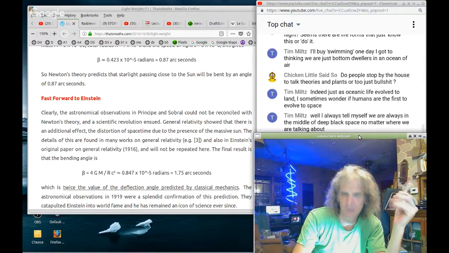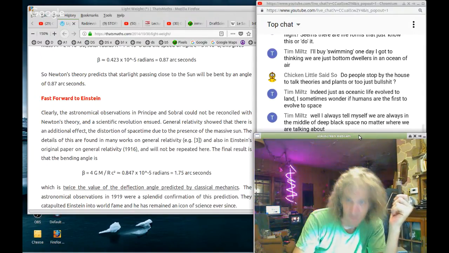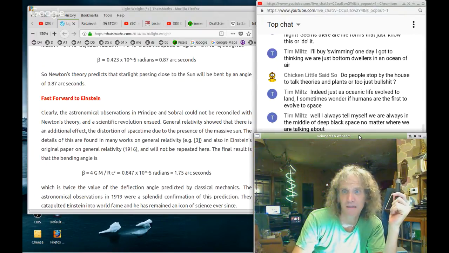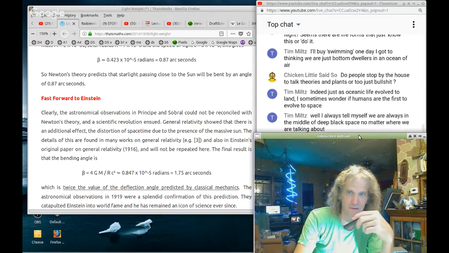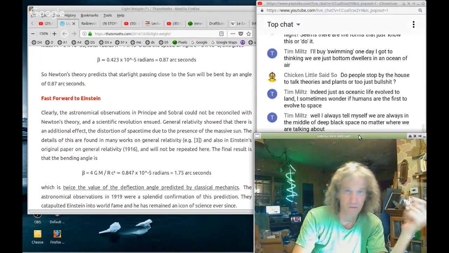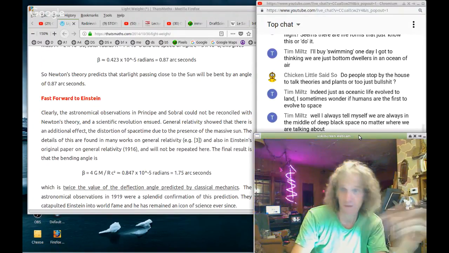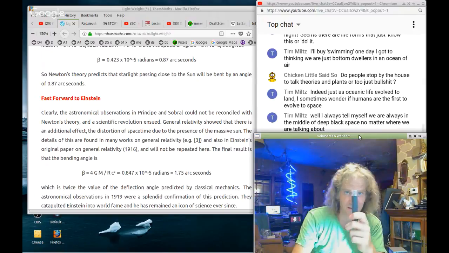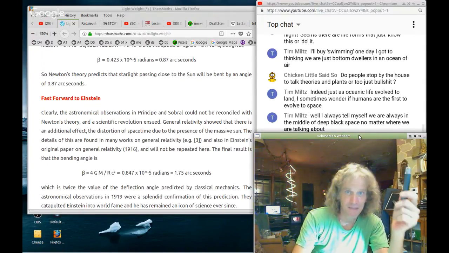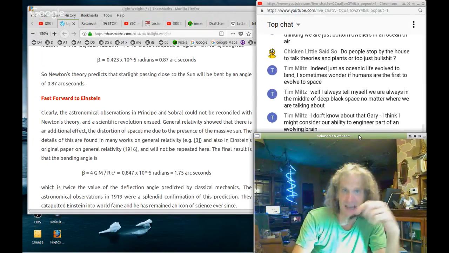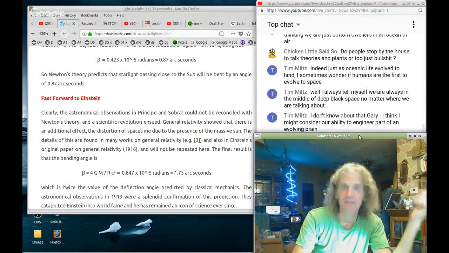Well, I always tell myself we are always in the middle of a deep black space, no matter where we are talking about. Well, that's a good thing to keep in mind, that the only universe is the small universe. The big universe is an illusion, a byproduct of the small universe. There's only one universe, and it's the little one. The empty space is the empty space between the atoms. There is no other empty space.